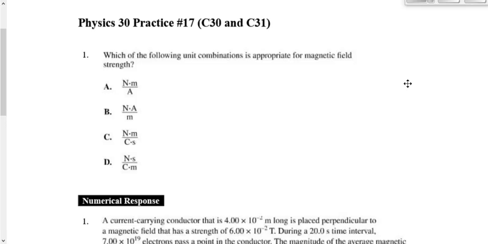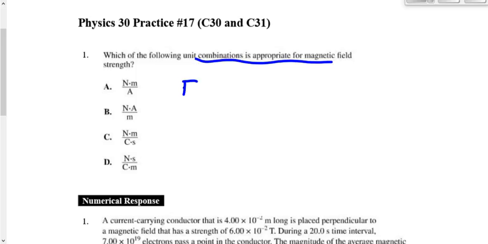Practice question set number 17. I want to find the units that are the same as magnetic field. In other words, the same as a Tesla. In order to do that, I'm going to write down an equation or equations that have magnetic field in them. There's only two that I can think of for Physics 30.